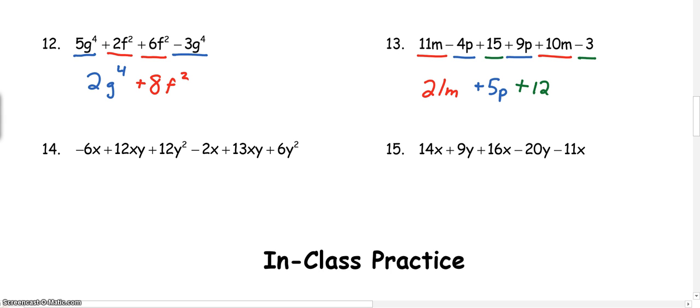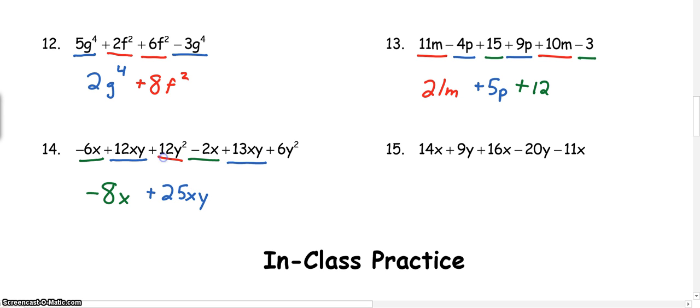Number 14, when I look at this, there's a lot of x and y's in here for variables. So I have to pay attention to what looks exactly the same. So this looks the same, negative 6x and negative 2x. They both only have one variable. They're both to the same exponent. So negative 6 minus 2 gets us negative 8x. The next thing that looks alike is 12xy plus 13xy. These are both like terms because they have two variables together. So when I combine them, 12 plus 13 gets us plus 25xy.